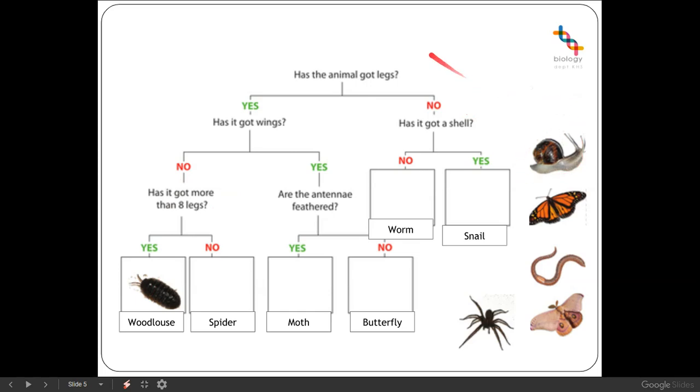Moving on to our next organism then. Again, just working our way through the questions. Has the animal got legs? No, it doesn't. Has it got a shell? Yes, it does. So we've identified that one as our snail.